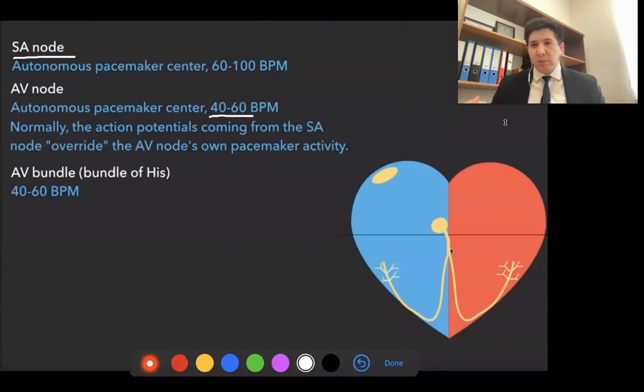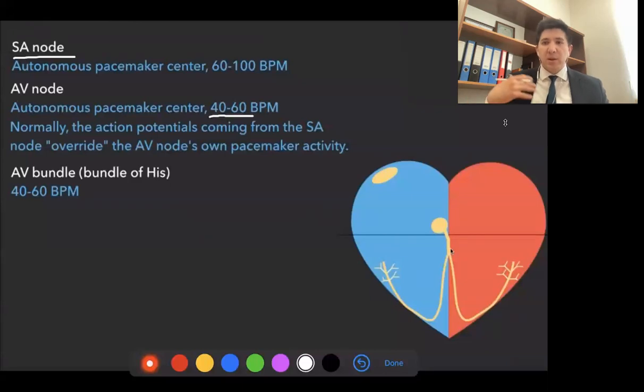Usually the action potentials coming from the SA node are going to override the action potential created in the AV node. But you should know that if something happens between the SA node and the AV node, so that the signal is not received by the AV node, the AV node is still able to create those beats. Whenever we're talking about the beats, we mean the action potential. The membrane potential is going to increase and decrease, and then it is propagated through all of the other parts of the heart.